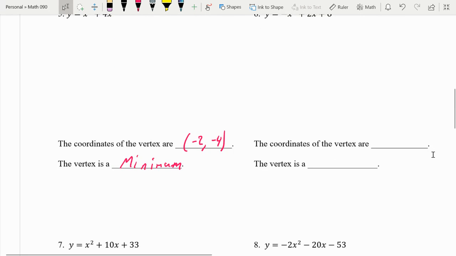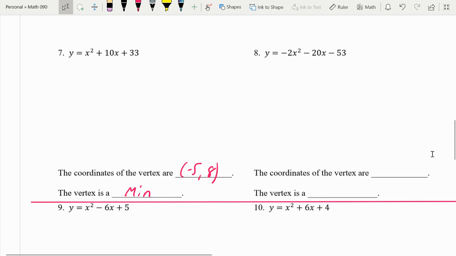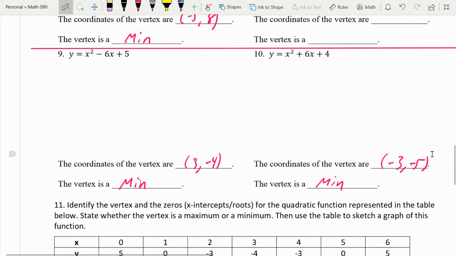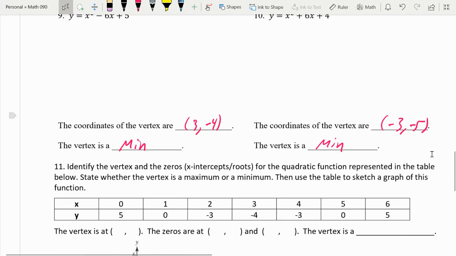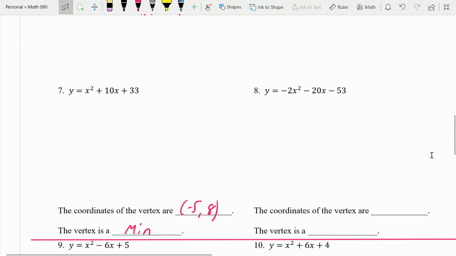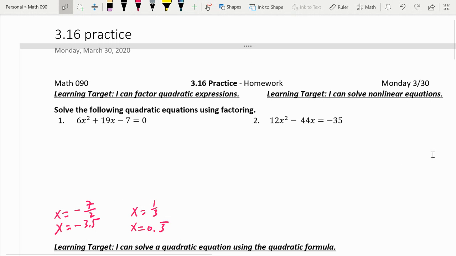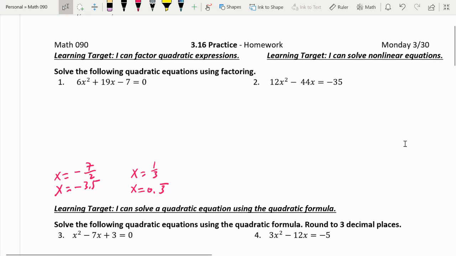All right, so you'll see all the ones that are already done, the other ones that already have the answers there. You do them. If you have a hard time, send us an email, me or one of the other teachers. We'll help you out through it. All right, let's look at number two.